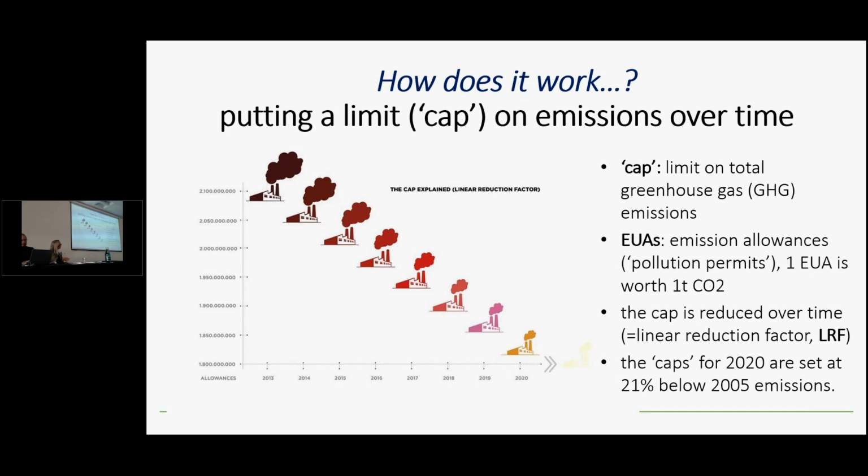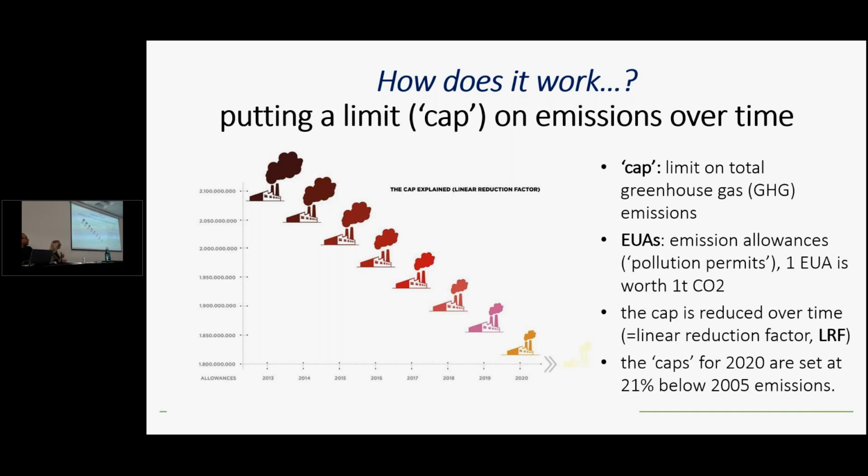This limit goes down. So we want to make sure that our emissions decrease over time, and therefore we put a cap on it that's reduced in a linear way. This is called the linear reduction factor, short LRF. And what's important to know is that what you see here are actually allowances in the system. So these are the permits that you get in order to pollute.